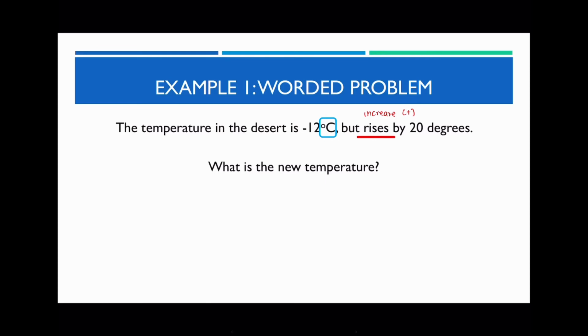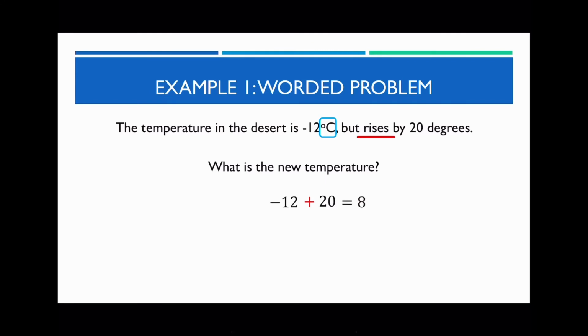So you're starting off with -12, so I'm going to write -12. That's my initial amount. The question says it is rising by 20 degrees. We said rising is the same thing as adding. So if I add 20, this is going to get me to my answer. Now, once we've generated the equation, I can just solve it quite simply. So -12 plus 20 is going to equal 8.